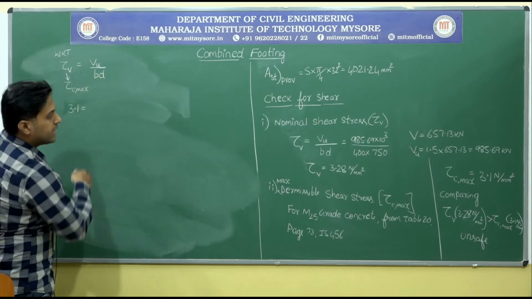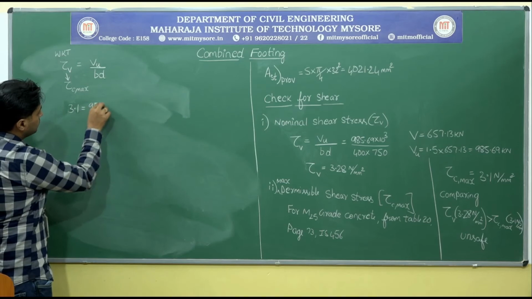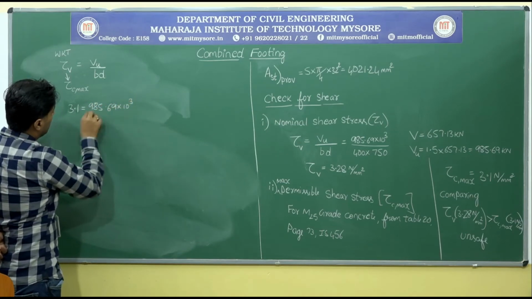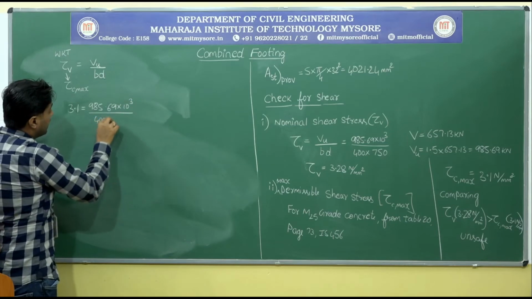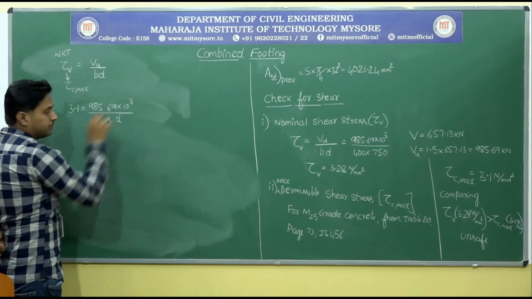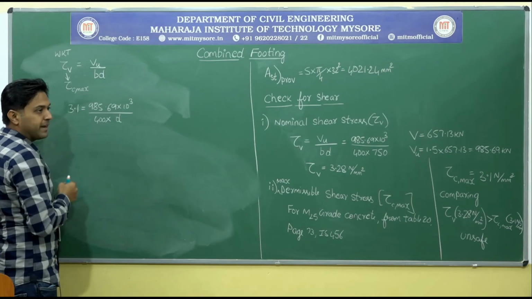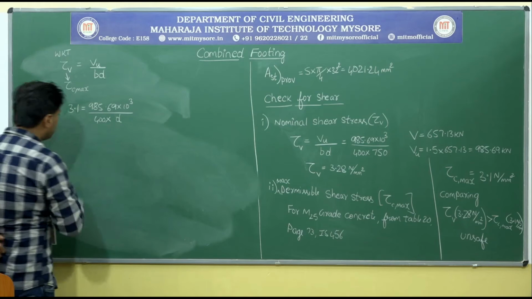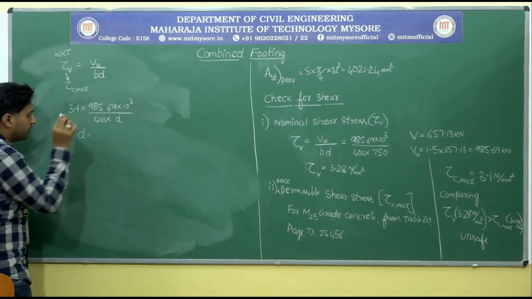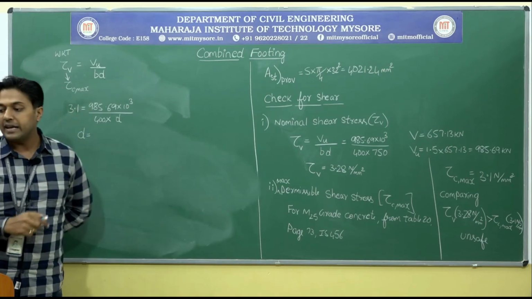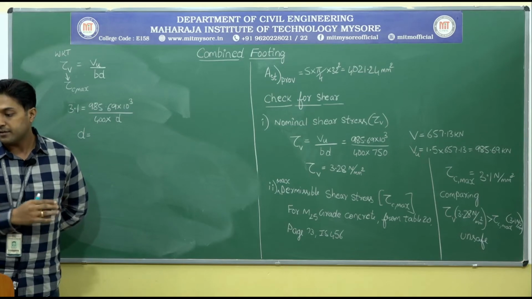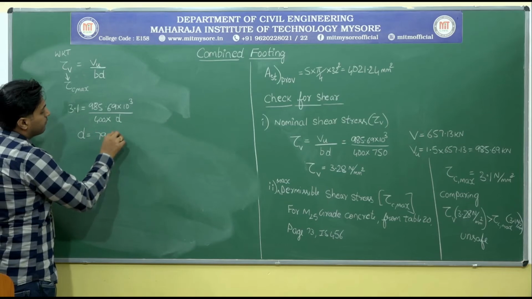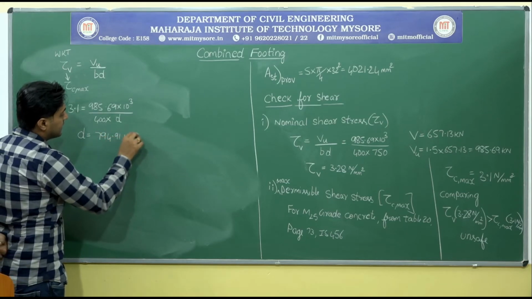The Vu value is 985.69 into 10 power 3. Breadth is 400, no doubt. Depth only I am calculating, because just a few minutes back I told you that I will be increasing the depth. Now let me see whether the depth will increase or not. After solving this, the value of d that we get here is 794.91. Can I approximately say it as 800 mm?